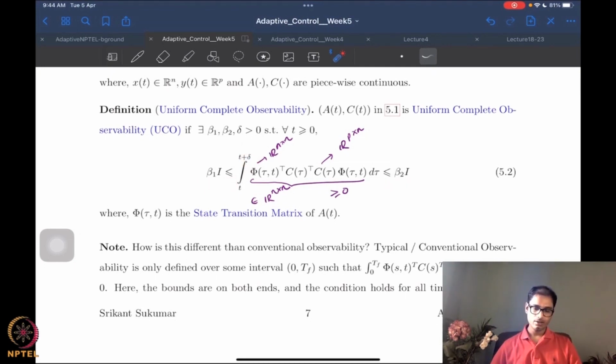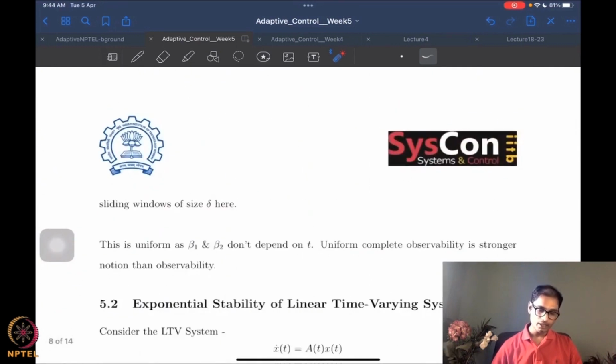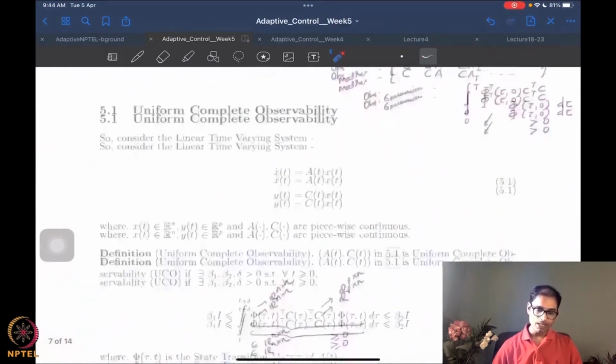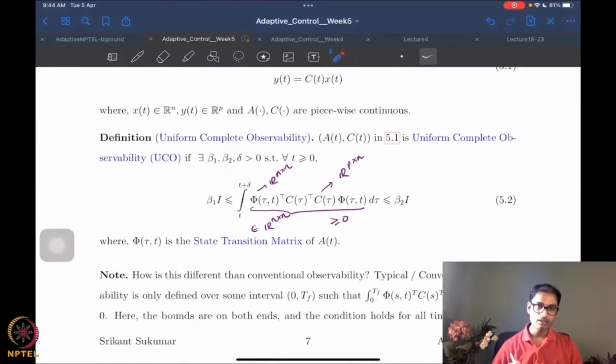Okay, all right, so this is significantly different. And also there are of course bounds on both ends. And importantly, very importantly, just like persistence of excitation, the bounds are in fact independent of the small t. It's a uniform bound. These bounds cannot depend on the small t, right? So this is again something that's rather critical. So this is different from conventional observability, right? Therefore, this uniform complete observability is in fact a stronger result. It's a much stronger result.